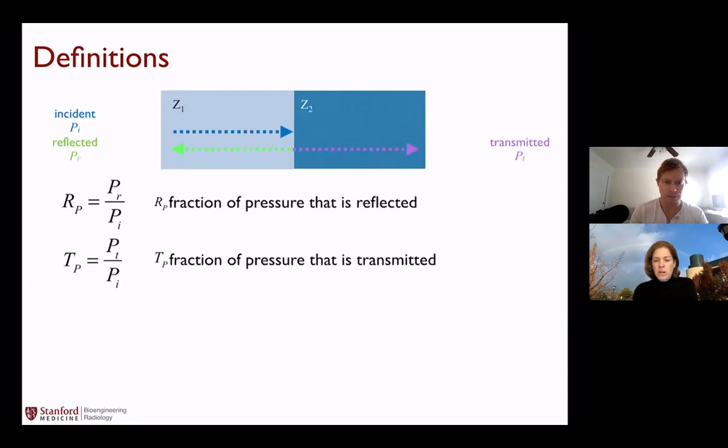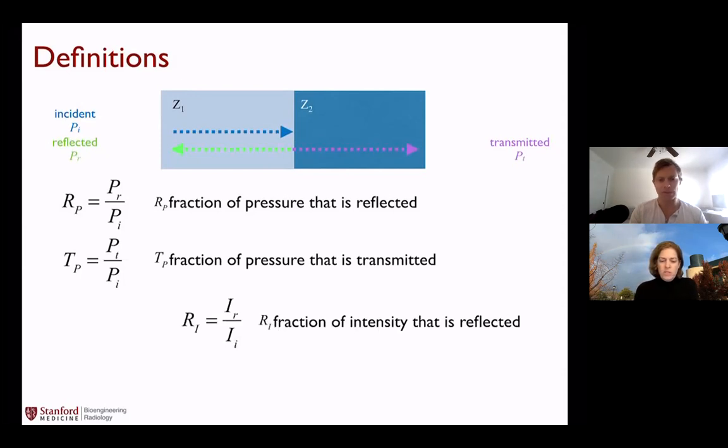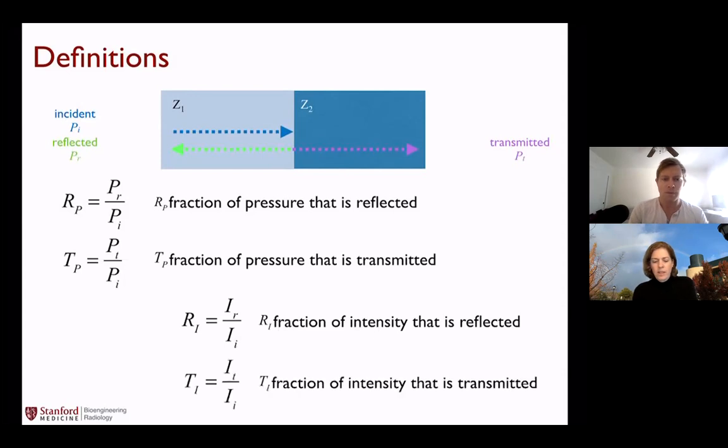We can also talk about intensity. And so there's the fraction of the intensity that's reflected. So now it's R, which is the reflection coefficient, but it has a sub I for intensity. And then there's the TI, which is the transmitted fraction, but now it's got the sub I because that's the intensity. Okay, and of course they're going to be related to each other. We'll talk about that relationship.